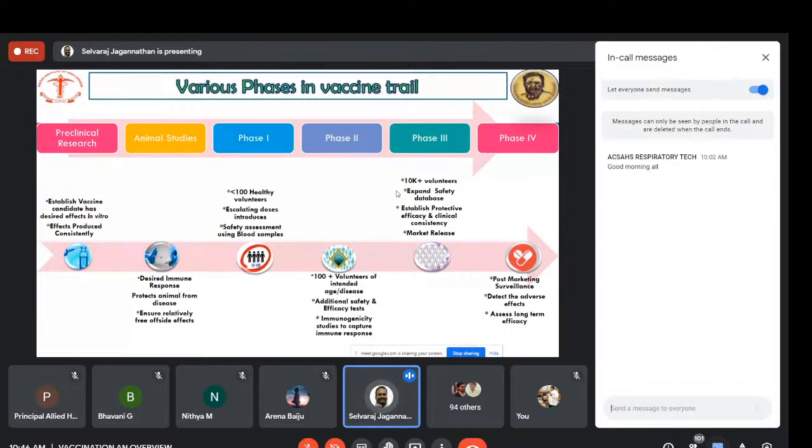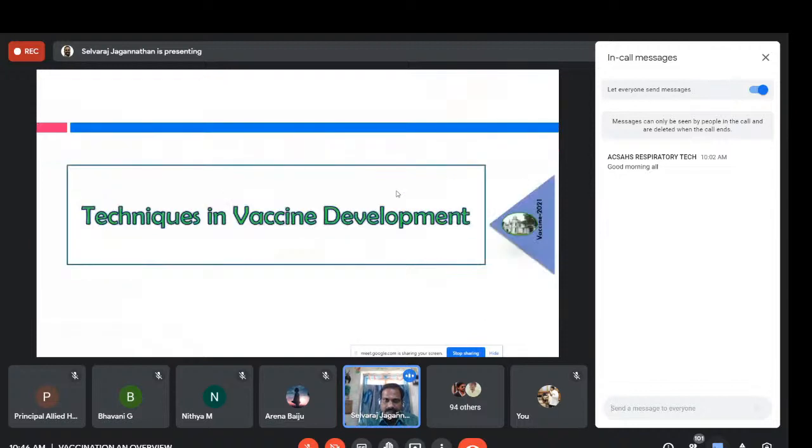Next, phase 4. During phase 4, once a vaccine has successfully gone through phase 3, it goes into post-marketing surveillance to detect adverse effects and assess long-term efficacy. So these are the categories of vaccine evaluation at the various phases in vaccine trials. Okay, that's the vaccine trials.